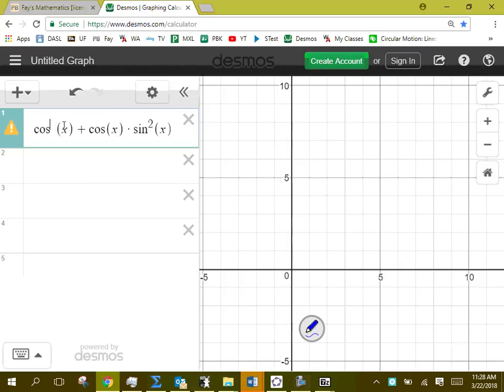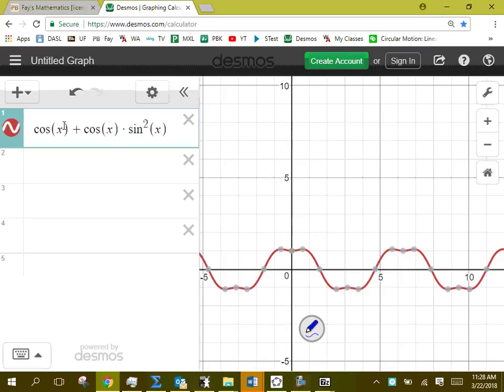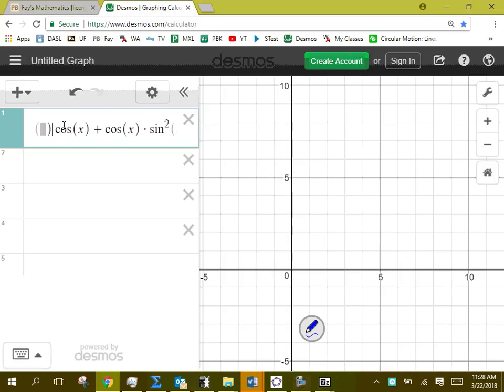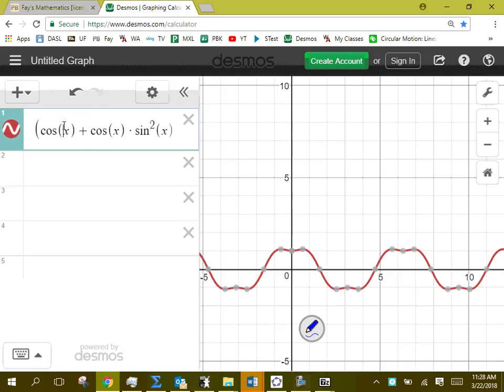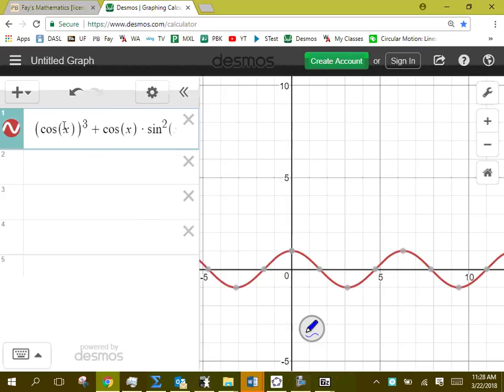It's not allowing me to cube it, which it did last period, so I don't understand that. If it won't allow you to cube it, we can do this. Is that the same thing?